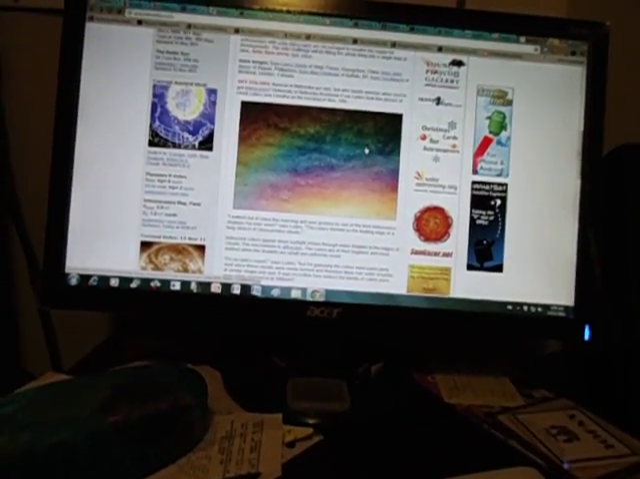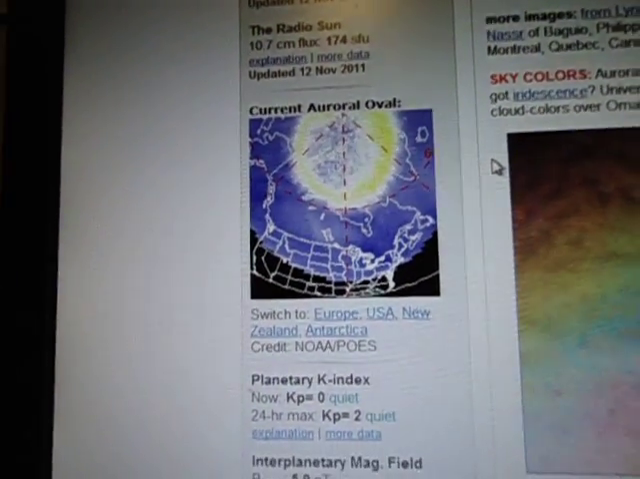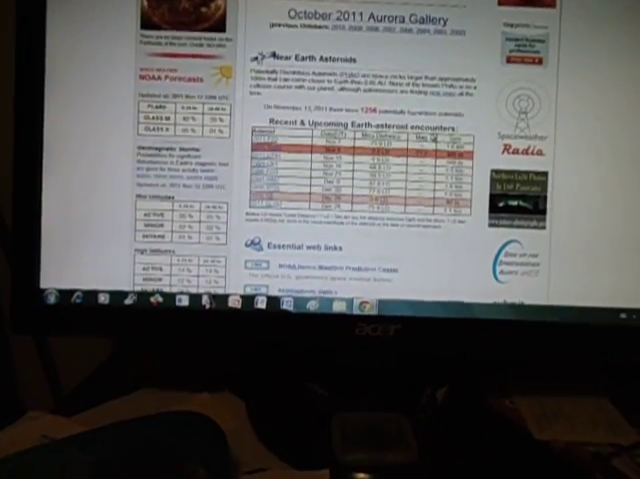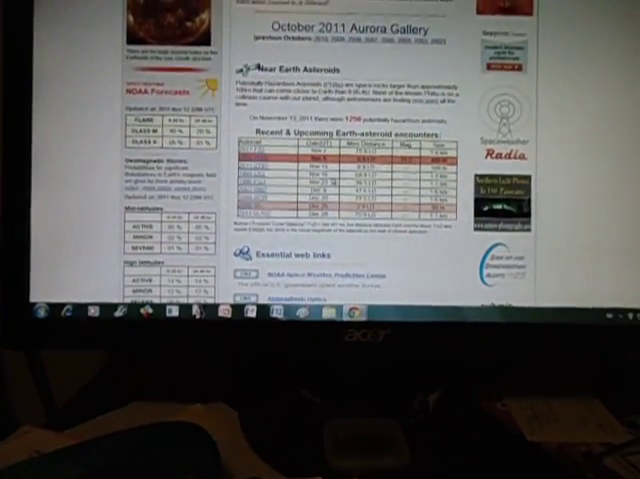And this thing is called Current Aurora Oval. Shows you where all the auroras are. And coronal holes. Tells you where the coronal holes are. Recent and upcoming Earth asteroid encounters. It tells you your close encounters.